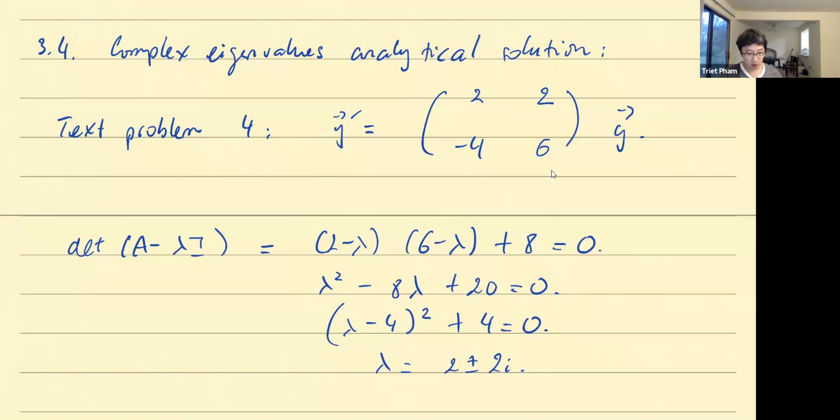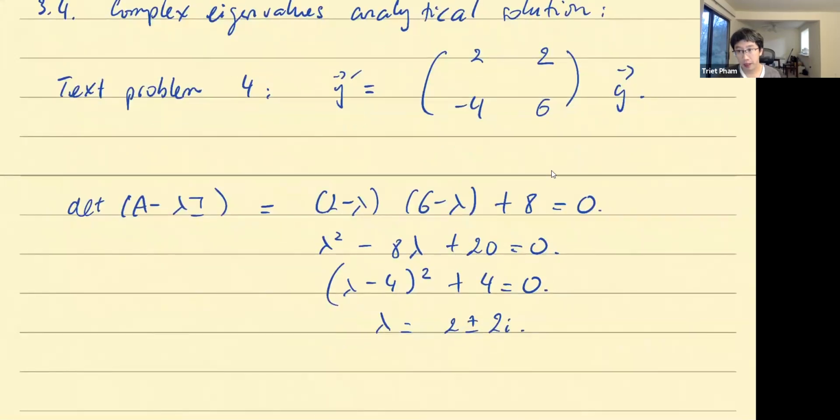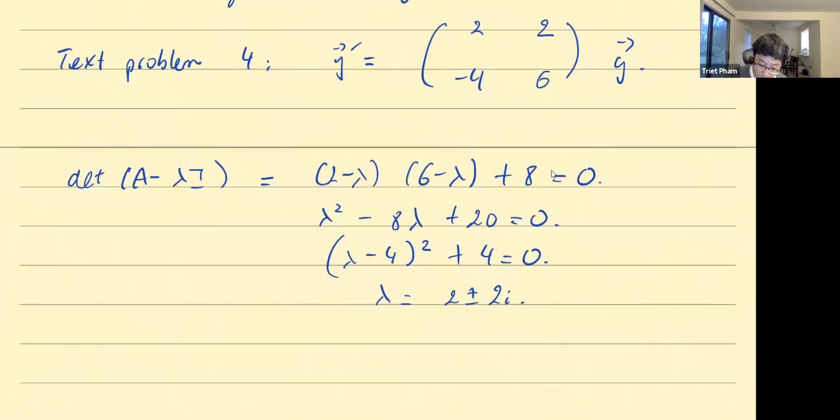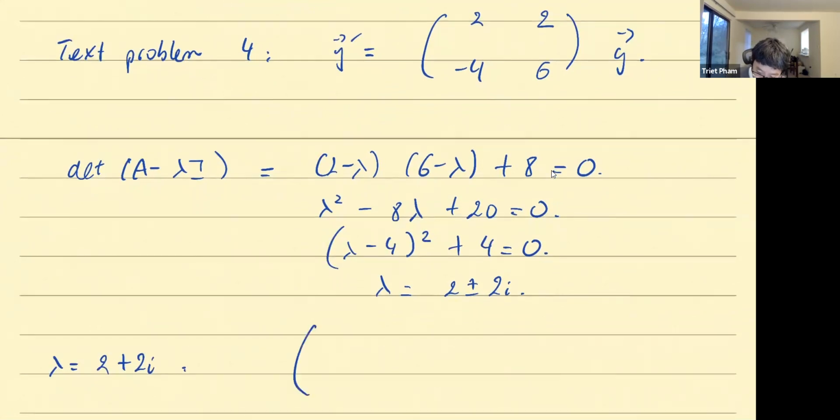All right, so now what we do next is we search for eigenvectors, except that in this business, we only need to work on one. So let's say lambda equals 2 plus 2i. Then what's v? First of all, plug in, you got minus 2i, 2, minus 4, 4 minus 2i.